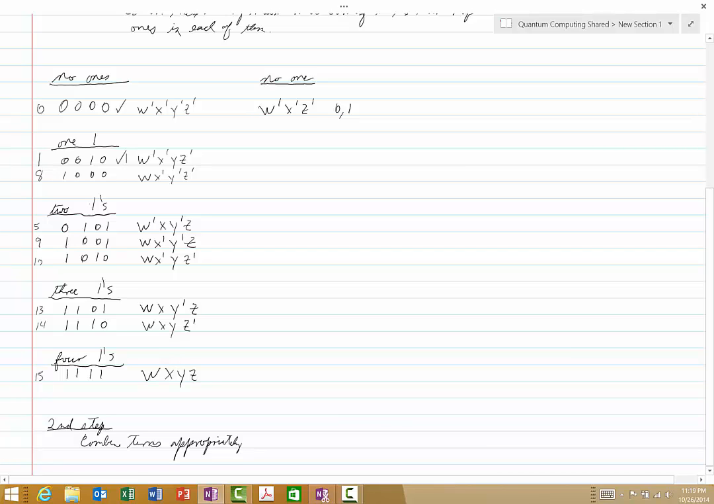And you can check and see that when you combine these two, the W and W prime combine to make 1, and you're left with x prime, y prime, z prime. So we have x prime, y prime, z prime, and that comes from combining 0 and 8. Now remember, whenever a term is used in a combination, you need to put a check mark by it. We already have a check mark by 0, so we don't have to put another one, but we do want to put a check mark by the 8.